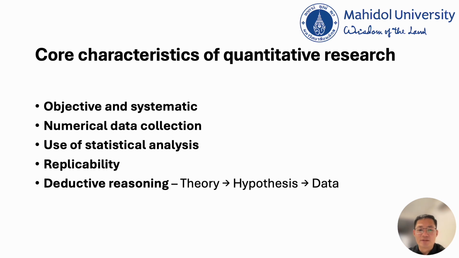Replicability. The methods are described in detail so that other researchers can repeat the study and verify results. Deductive reasoning. This means we begin with a theory, develop a hypothesis, and then test it with data. These characteristics make quantitative research a rigorous and reliable approach.